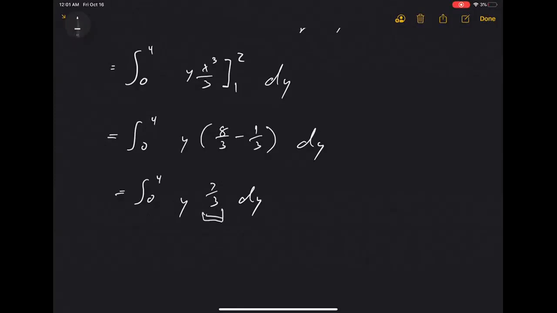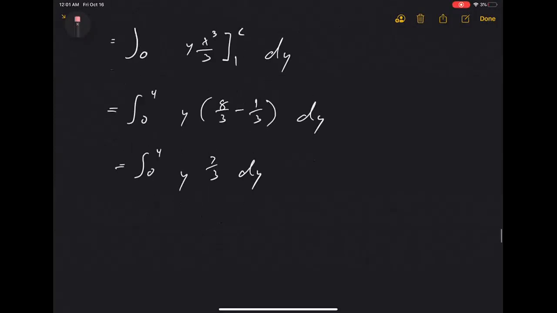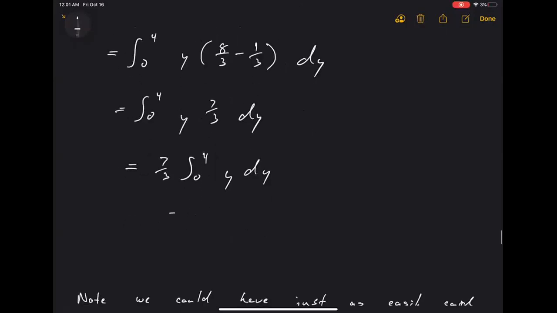7/3 is obviously a constant, so I could pull it out of my integral if I wanted. Then I have the integral of y dy, and I know how to integrate that: y squared over 2, evaluated from 4 to 0.